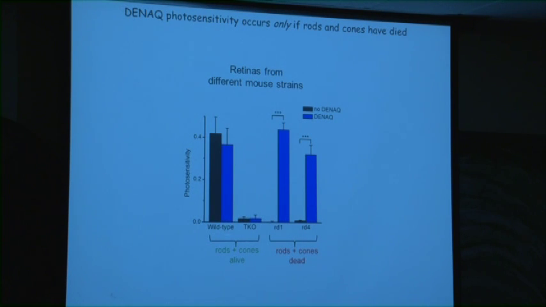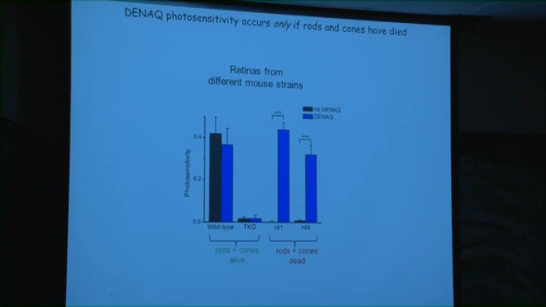And we've compared now a bunch of retinas from strains of mice where the rods and cones are alive or the rods and cones are dead. The ones where they're alive include wild-type mice and mice that have gene knockouts that disrupt function in rods and cones and melanopsin cells, but don't kill off the cells. And here are two different RD strains of mice where the rods and cones really do die. This is RD1, which has a mutation in phosphodiesterase, and RD4, which has a mutation in transducin. In both of these cases, the rods and cones die off within a month or so. And you can see that DNAC only makes things light sensitive if the rods and cones are dead.